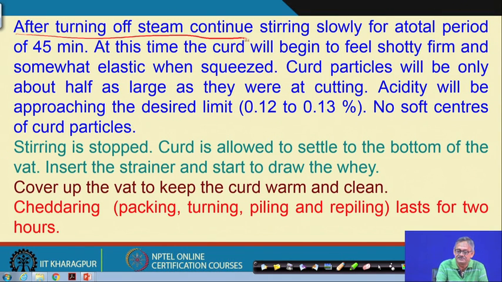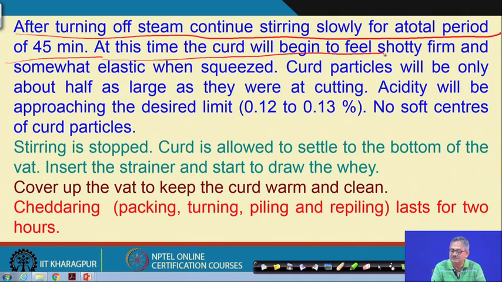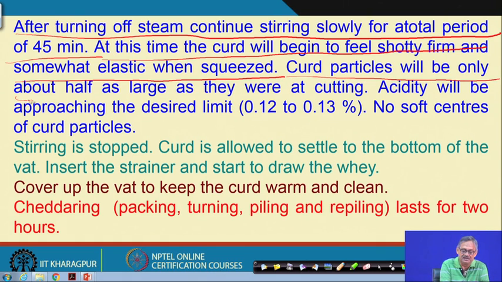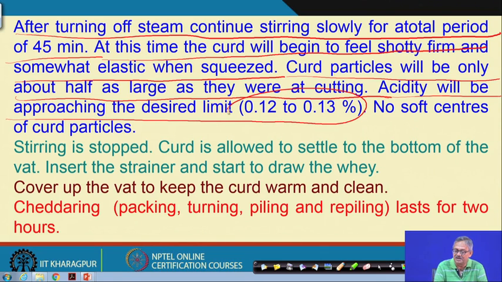After turning off steam, continue stirring slowly for a total period of 45 minutes. At this time, the curd will begin to feel shotty, firm and somewhat elastic when squeezed. Curd particles will be only about half as large as they were at cutting. Acidity will be approaching the desired limit of 0.12 to 0.13%. No soft centers of curd particles are there, right.